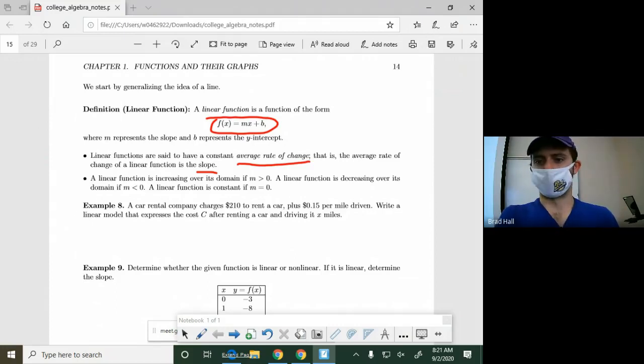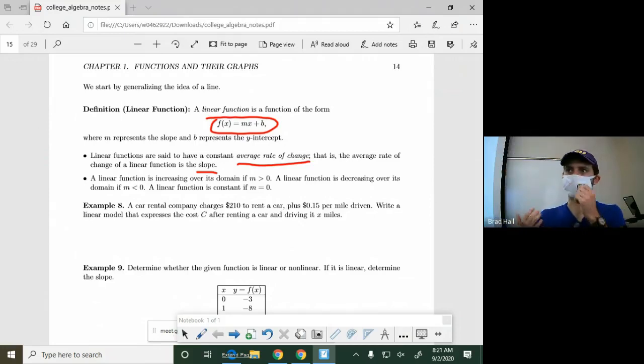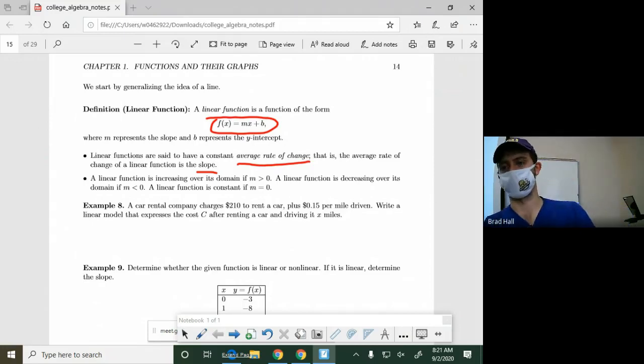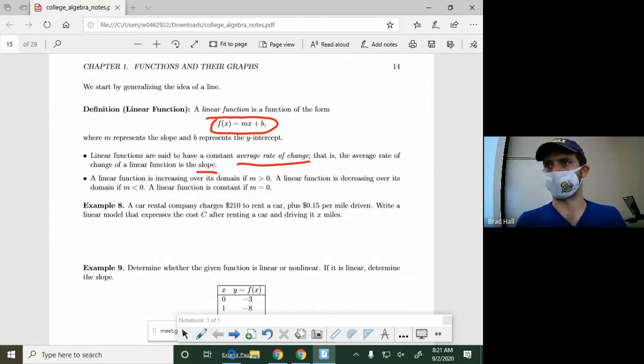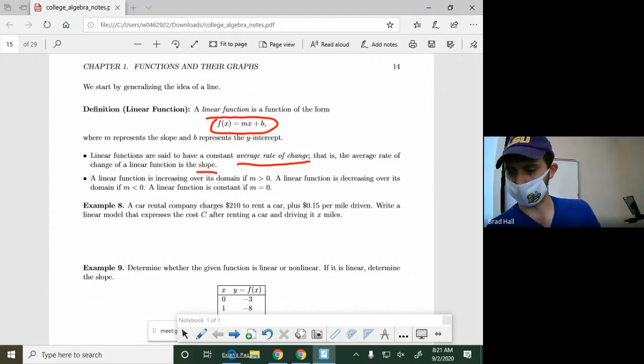And the next bullet point says a linear function is increasing if the slope is positive, decreasing if the slope is negative. I think that makes sense. Positive slope means increasing. So that's what the next point says. So all of that should help with a few homework questions on its own. Just those little bullet points.